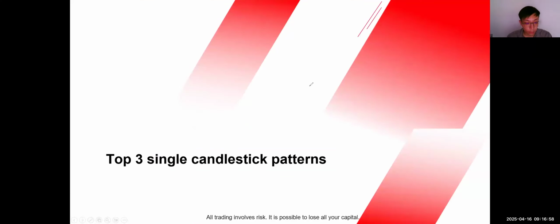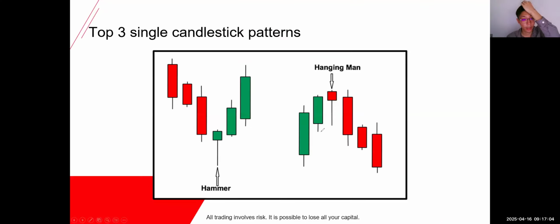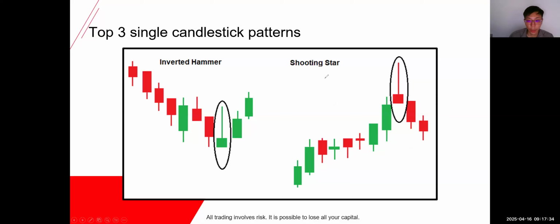Okay, so the next thing is the top three single candlestick patterns. Generally for single and double, I don't really use them. I use more of the triple ones. But just to share with you guys, these are the top three single candlestick patterns. Some people use these as reversals. I think they're very strong for reversals. These are your hammer and hanging man patterns. Then the next we have inverted hammer and shooting star.